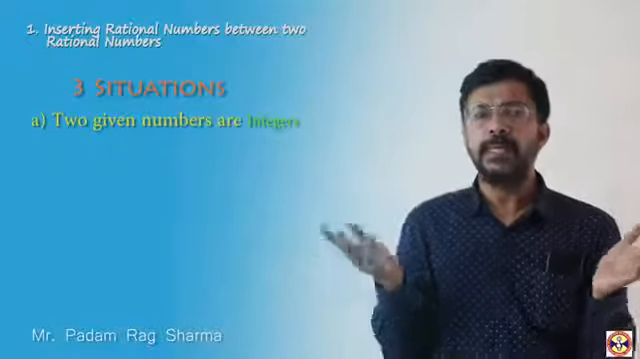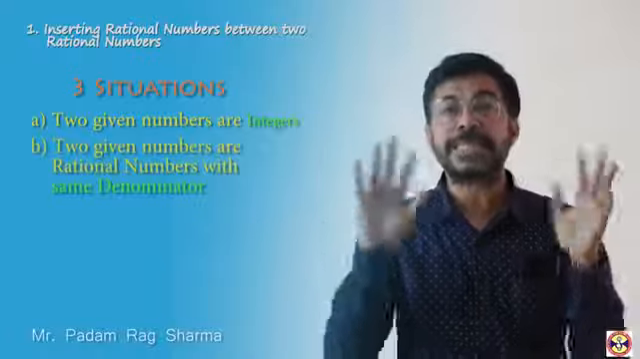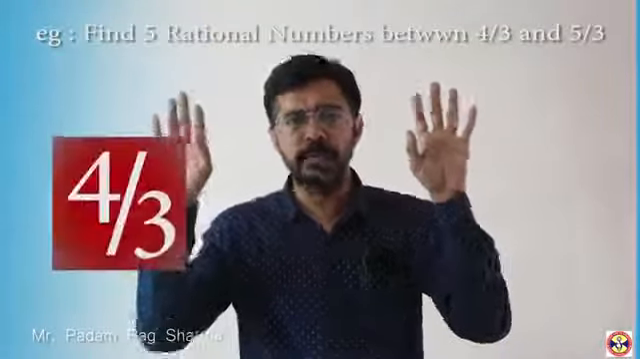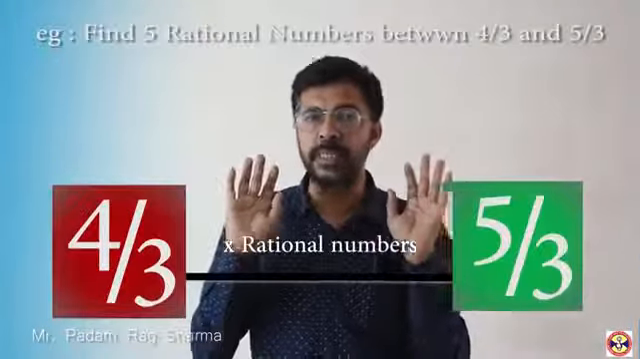The second situation can be that the given numbers are two rational numbers with the same denominator. For example, the question is find five rational numbers between 4/3 and 5/3. So here 4/3 and 5/3 are two rational numbers with the same denominator.